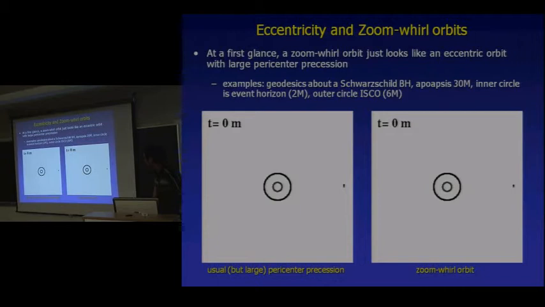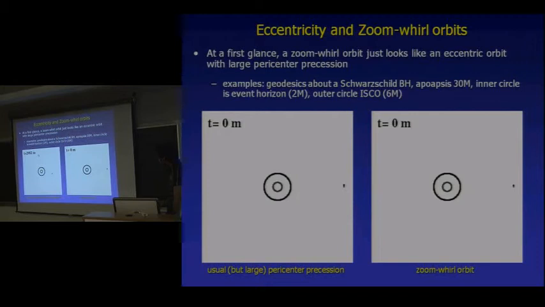So let me give you an example of a geodesic in Schwarzschild. This is a geodesic in Schwarzschild with some eccentricity, and you can see there's a lot of precession there. That is the event horizon at 2M. This is the innermost stable circular orbit at 6M. And you can see the closer we get to the innermost stable circular orbit, the more precession we get.